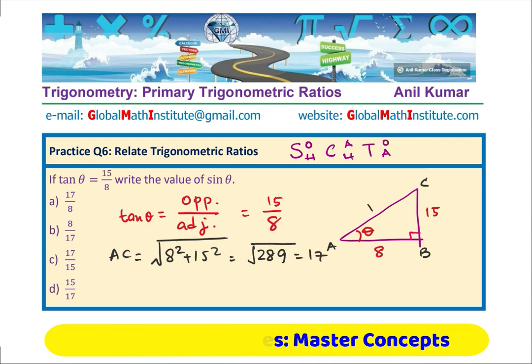And therefore, this side is 17 and sine theta is what? Sine theta is the ratio of opposite side over hypotenuse, which has to be 17. So 15 over 17 is the last option here, and that is the correct option. Is this process clear to you?